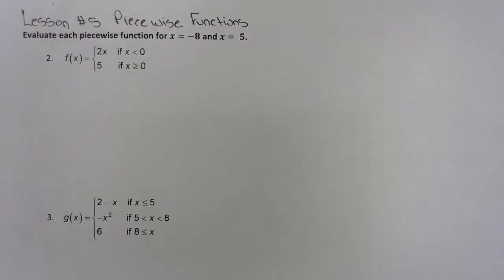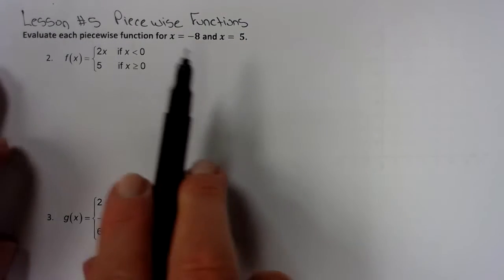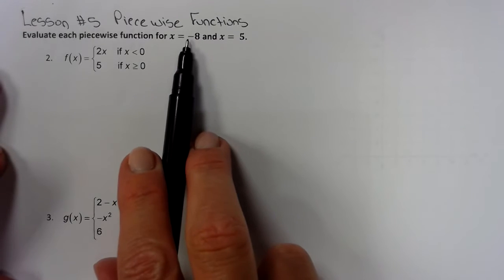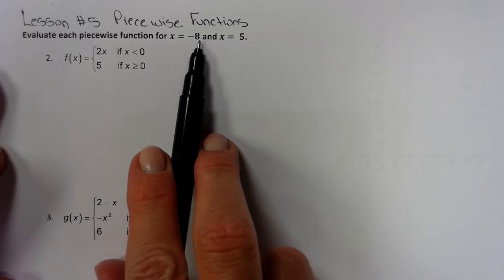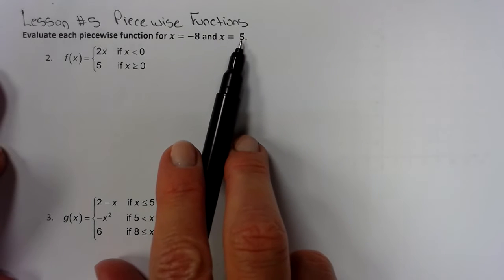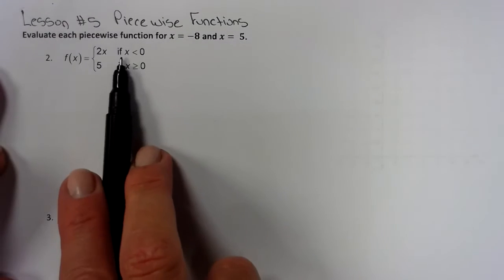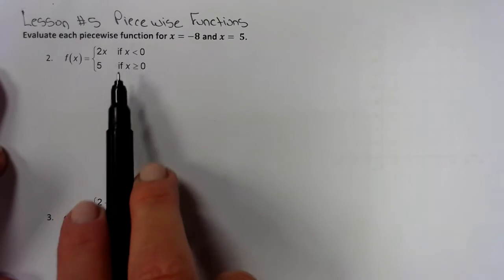Welcome, Algebra 2. Today we're going to learn how to use piecewise functions and evaluate them. So we have to figure out which function to use when x equals -8. And do we use the same function or a different one when x equals 5? So these are the parameters.